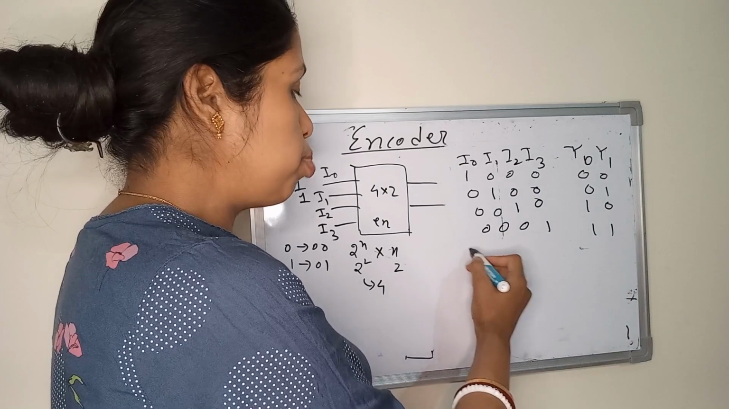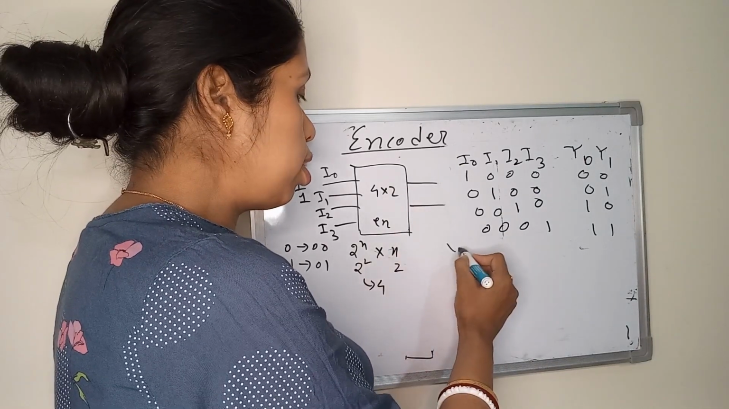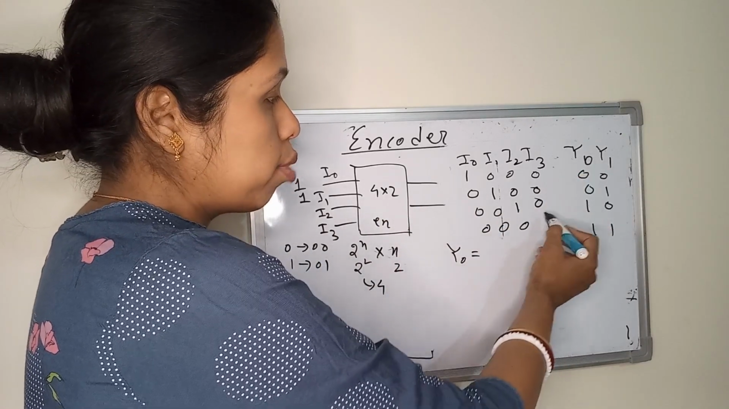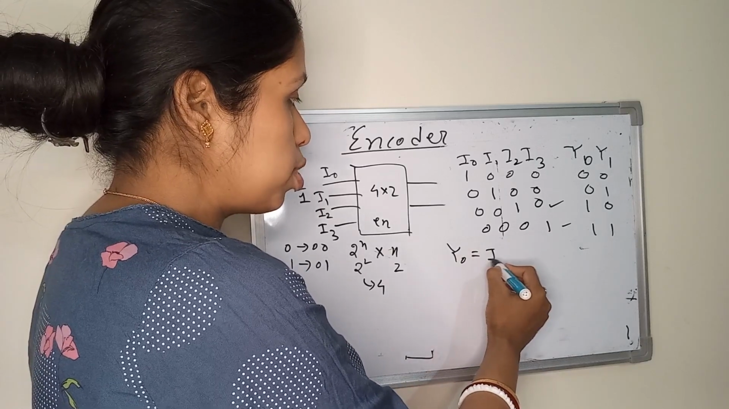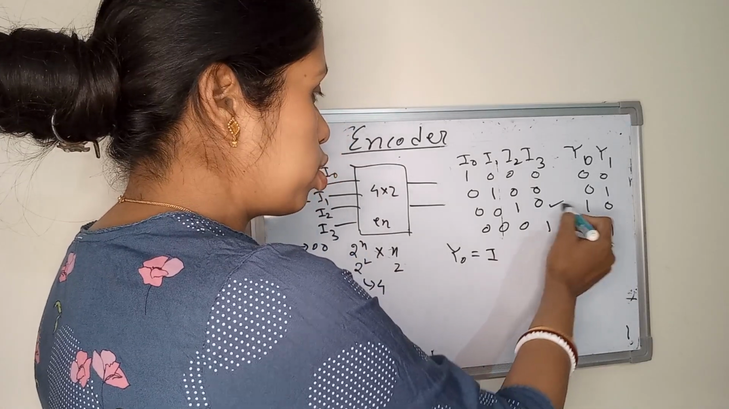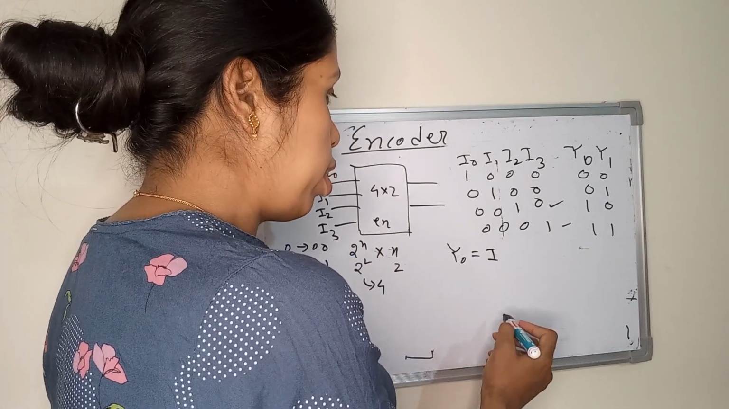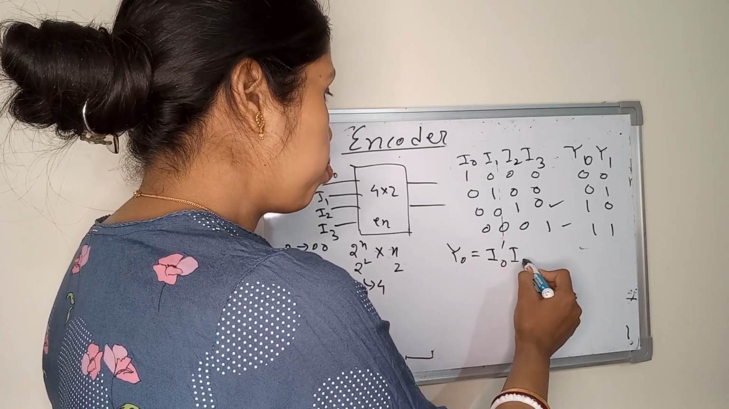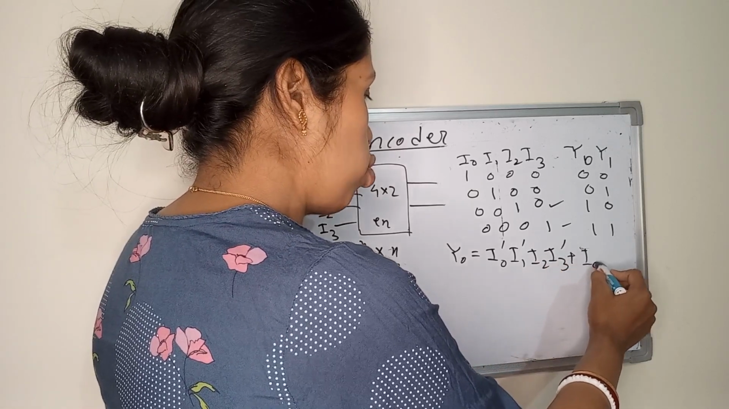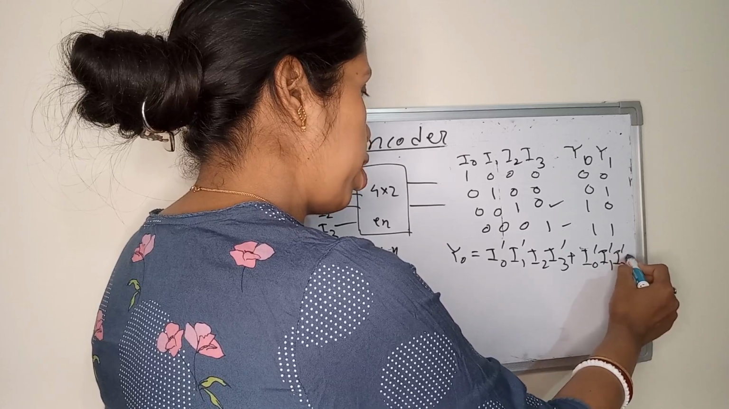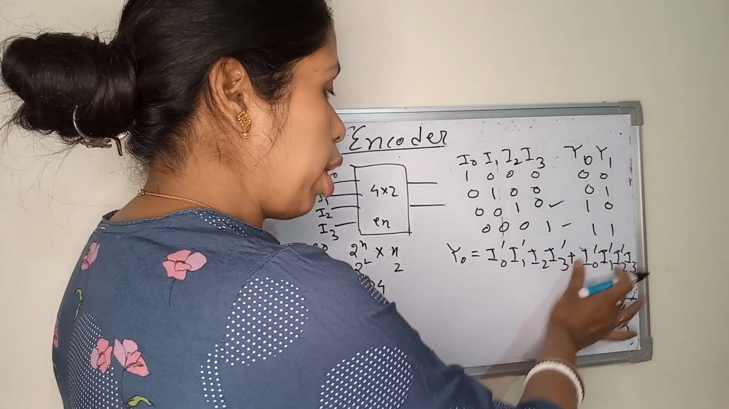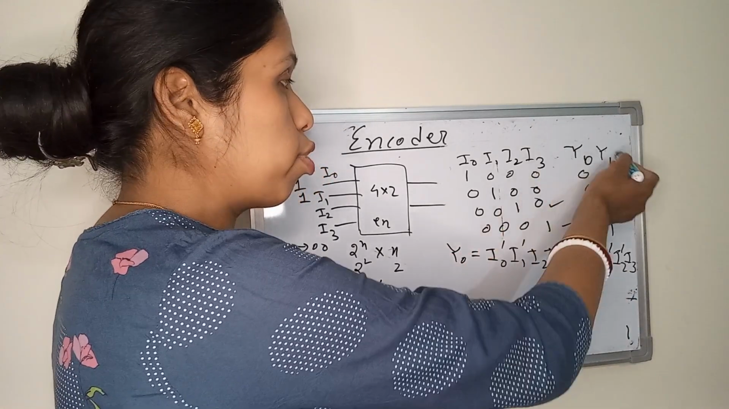Now if this is my truth table, I can write the logical expression from it. What is y0? My y0 is 1 for these two combinations, so you can write the expression in two different ways. For these two cases, it will be I0 prime I1 prime I2 I3 prime plus I0 prime I1 prime I2 prime I3. So this is the entire expression for y0. In the same way you can write the expression for y1.